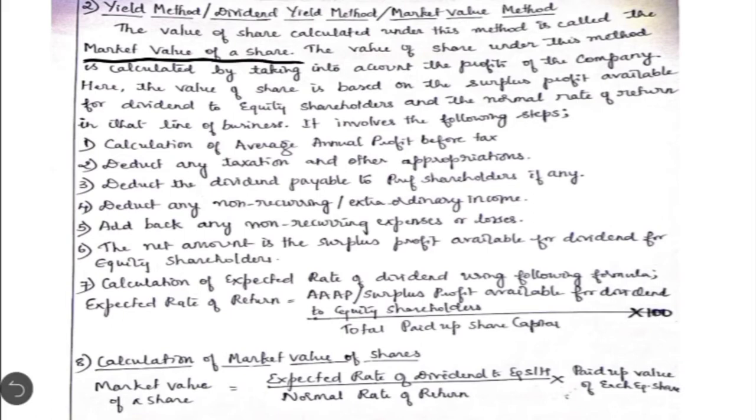Under the first method, which is called the intrinsic value method, or net asset method, or asset backing method, whatever value of share we calculate is termed as the intrinsic value of share. Now in the second method, whatever value of share we calculate is termed as the market value of share. Okay, market value of share.